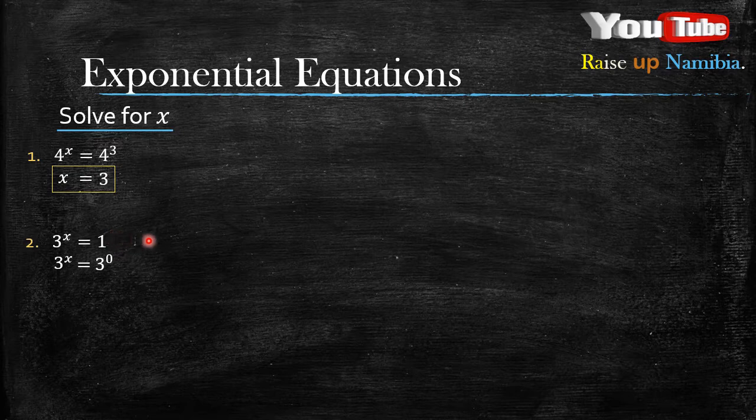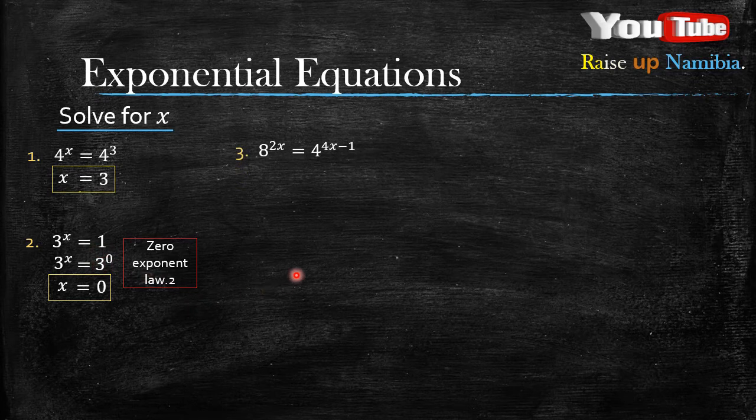So with that said, what would our answer be? Once you are at this part, it's the same as our first question. So our bases now are the same, so our answer will be the exponents are equal. So x equals 0. And that's your final answer. Okay? So remember the zero exponent law, which is in part 2 of the video series, is what we used here. Okay? Now let's check number 3.